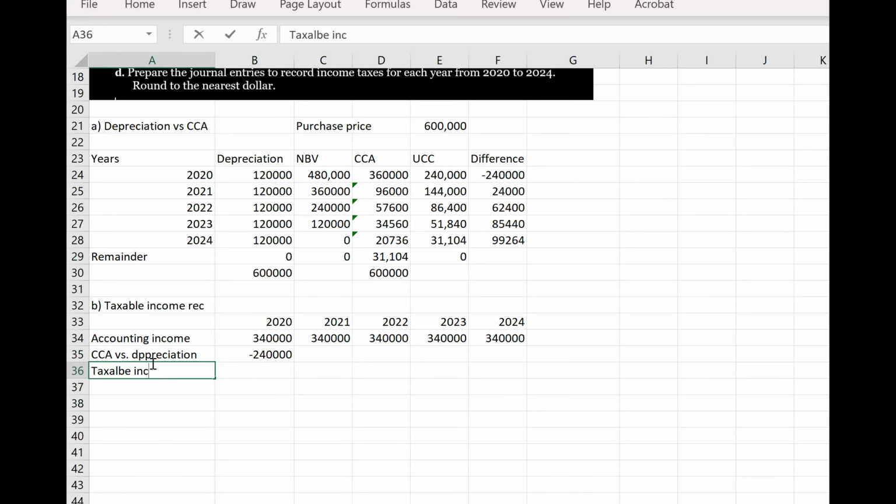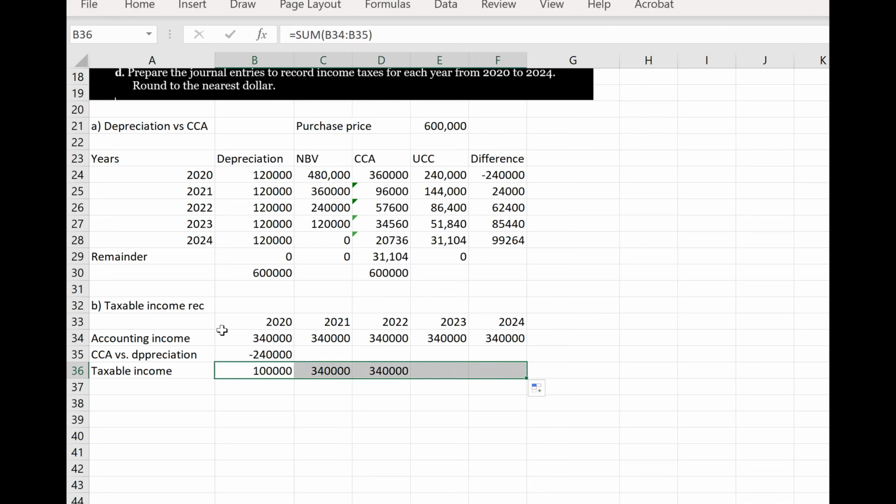So my taxable income is going to be the sum of accounting income plus the adjustments. So you can see here that my accounting income was $340,000. I was able to take this extra depreciation for CCA because of the AII rules. So now my taxable income is only $100,000.